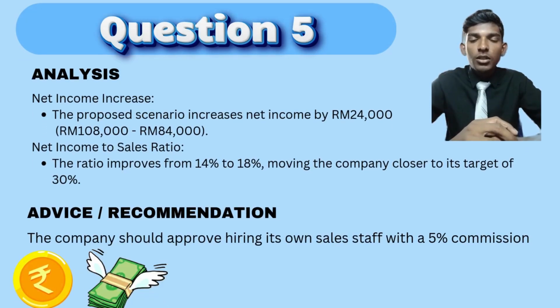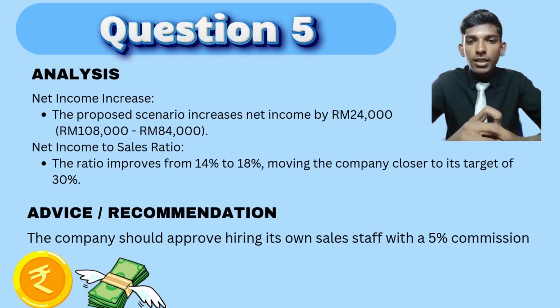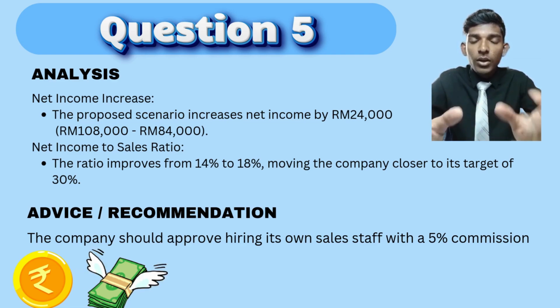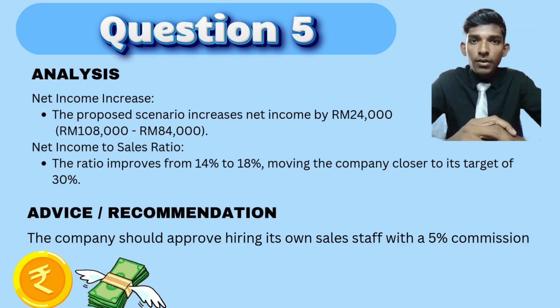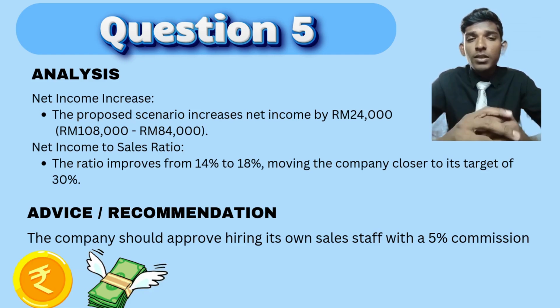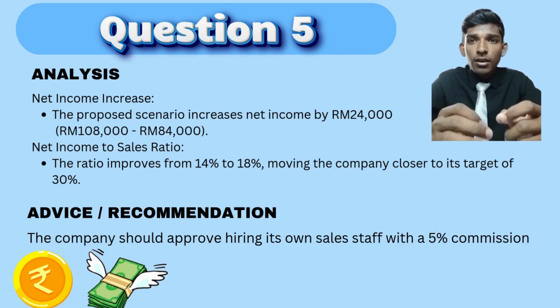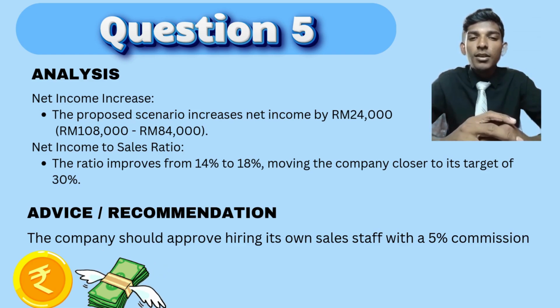In conclusion, the proposed change will result in an increase in net income by 24,000 ringgit. It will also bring us closer to our target net income to sales ratio, which is 30%, improving it from 14% to 18%. Based on the benefits, I recommend we approve the change to hire our own sales staff with a 5% commission.